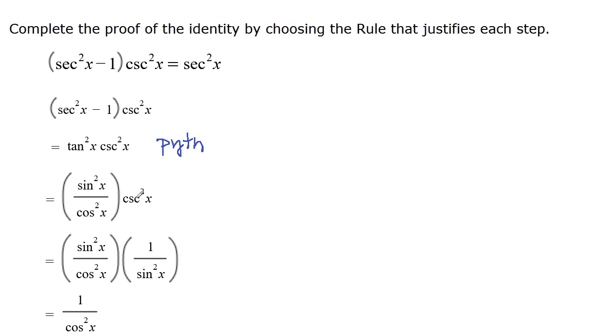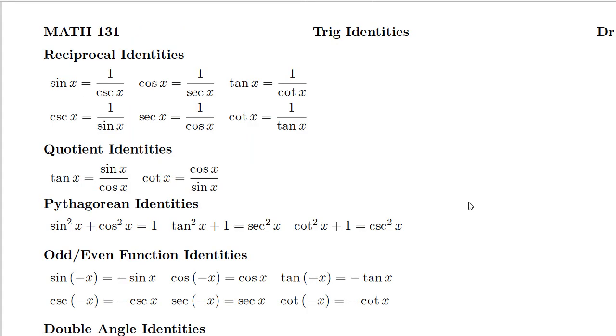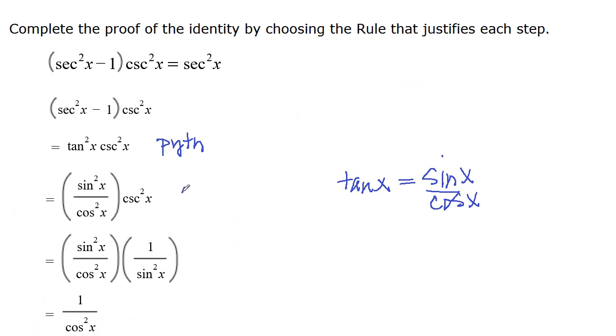And then from here down to the next step, they changed a tan squared to a sine squared over cosine squared. So what they're using there is that tan x is sine x over cosine x. And then they square both sides. And that's a quotient identity because it's got a fraction on the right-hand side. That is this one right here, quotient. So that's a quotient identity.